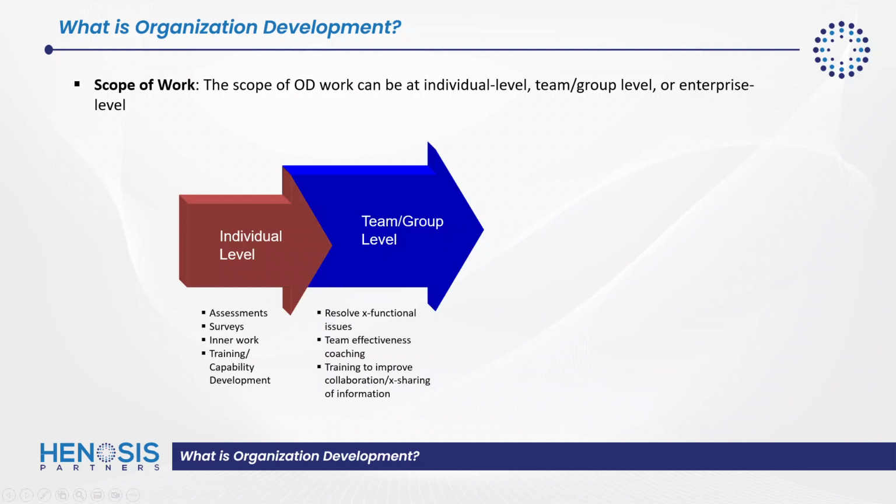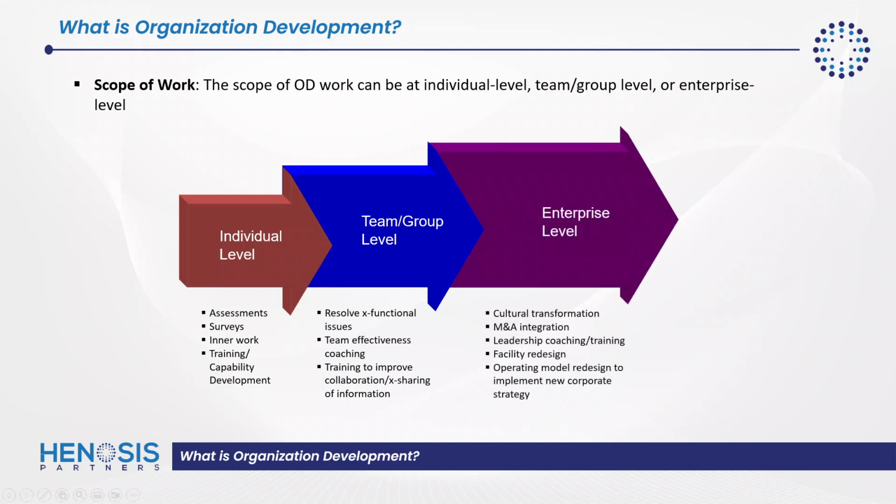At team group level, the OD work might reflect resolving cross-functional issues, or providing team effectiveness coaching, or providing training to improve collaboration and cross-sharing of information across departments and units. And at enterprise level, here we're talking about cultural transformation, mergers and acquisitions integration work, leadership coaching and training, perhaps facility redesign, and operating model redesign to implement a new corporate strategy. Oftentimes, you might be performing all three levels of change at the same time: individual level change, team group level change, and enterprise level change.